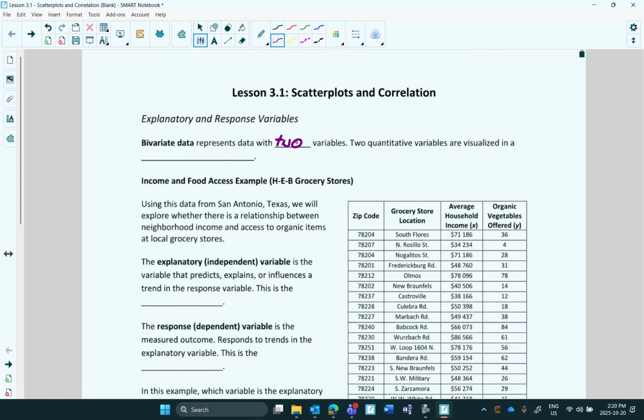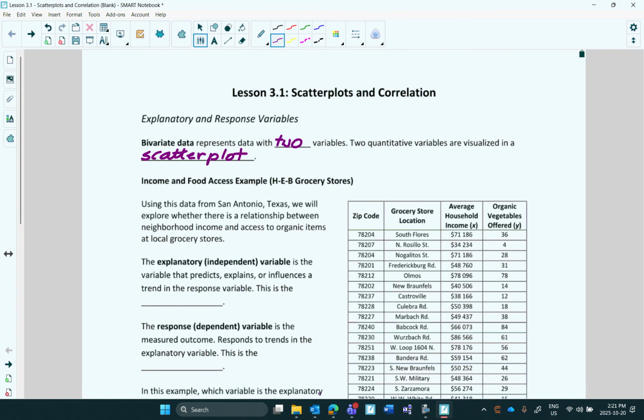And just like we did with univariate data, there were types of graphs we could use to analyze or study them. And the main graph that we use for two quantitative variables to study the relationship between them is a scatter plot, which is a visual way that shows us a relationship between two variables. And then, of course, we're going to look at a bunch of measures, just like we did with univariate data.